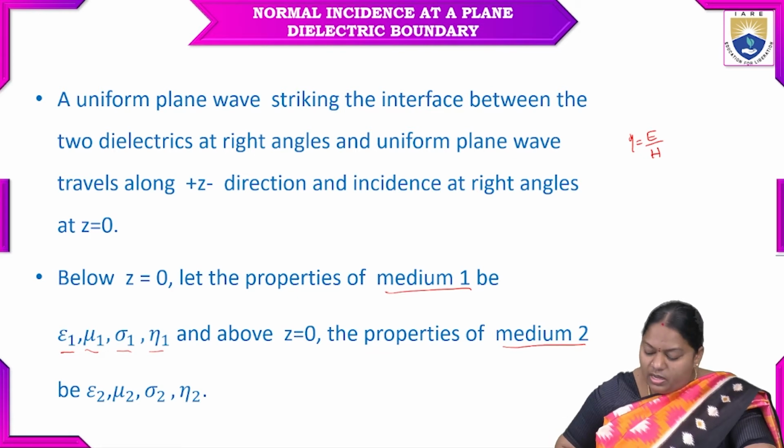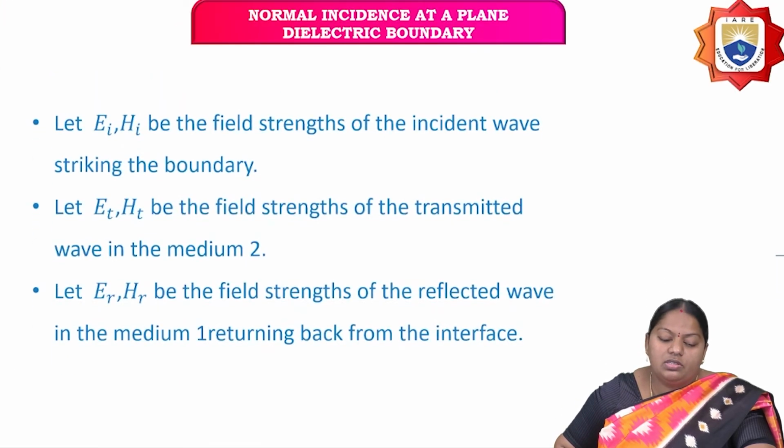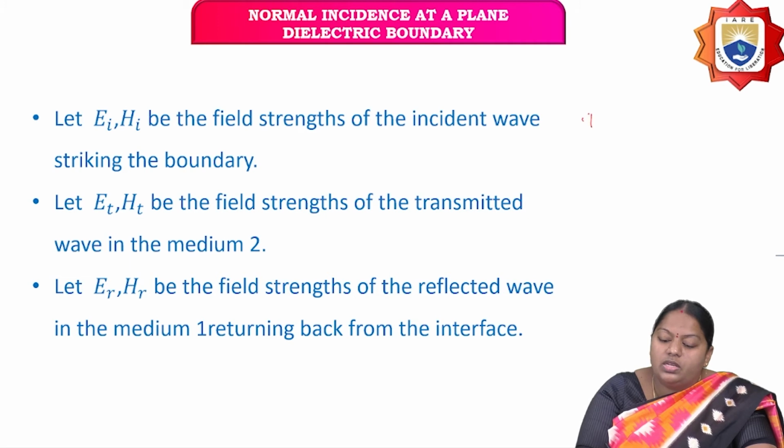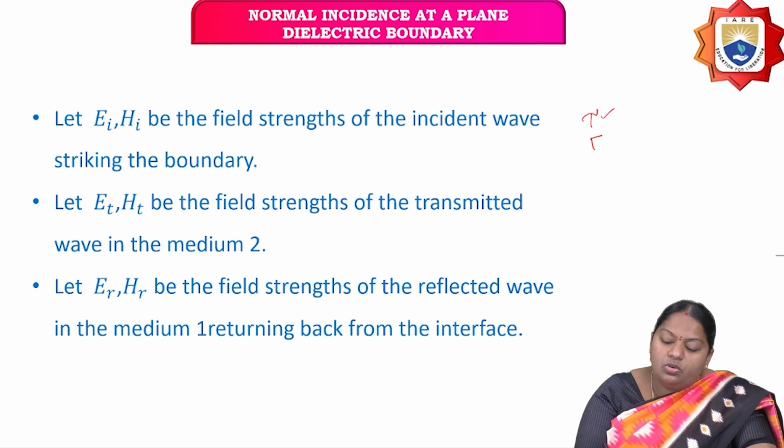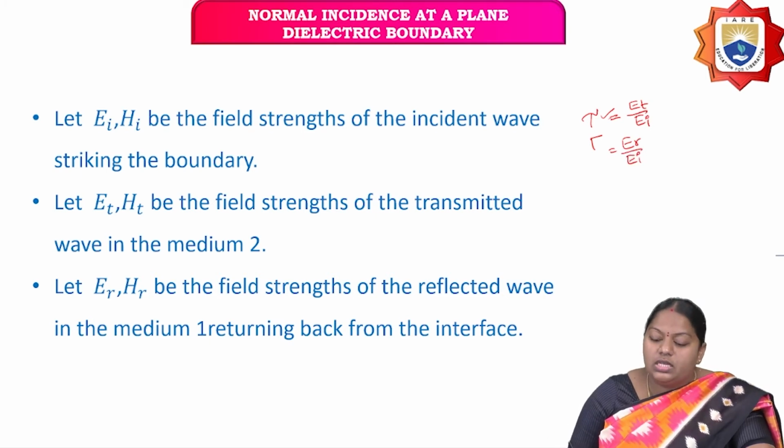Depending upon these properties, we will write the mathematical equations for two constants: tau and gamma, where tau is the transmission coefficient and gamma is the reflection coefficient. Tau is the ratio of Et by Ei, and gamma is the ratio of Er by Ei. As we know, Et, Ei, and Er are the transmitted wave, incident wave, and reflected wave field strengths respectively.